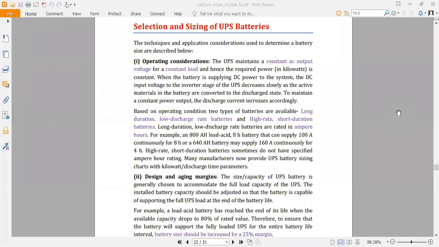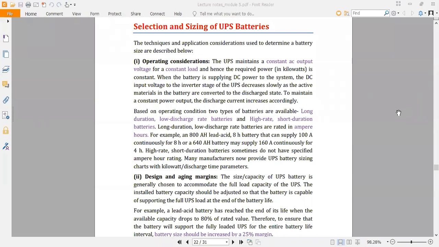In the last class, we discussed the UPS, uninterrupted power supply. So what is UPS? What are the different types of UPS that we have already seen in the last class? And after that, we discussed the different components, sub-components of the UPS.